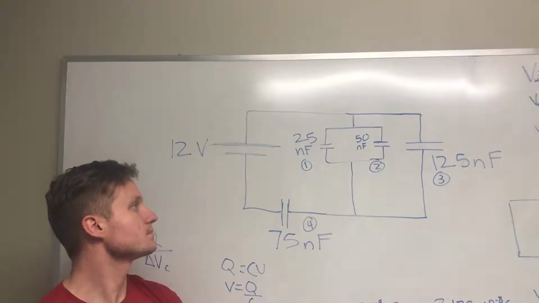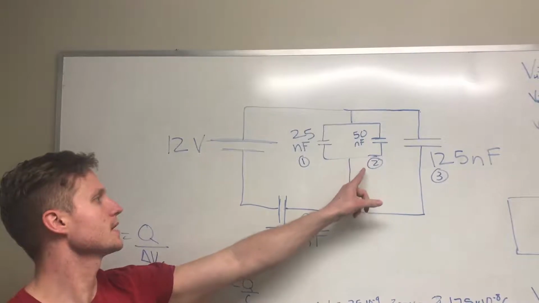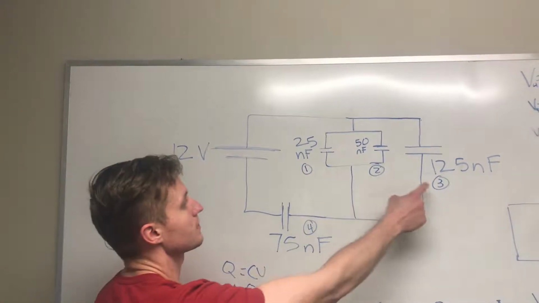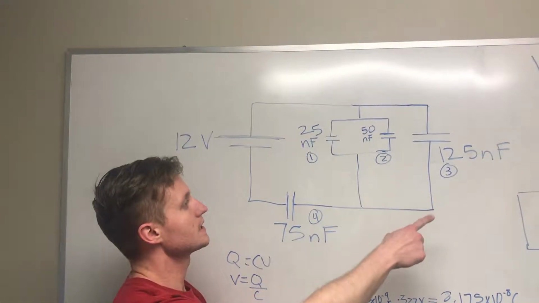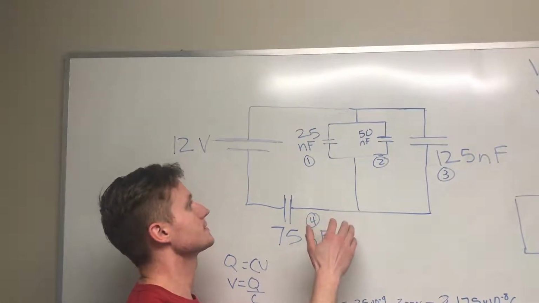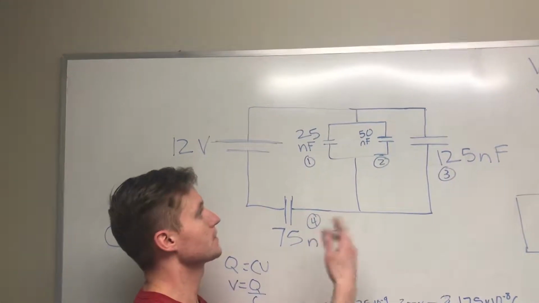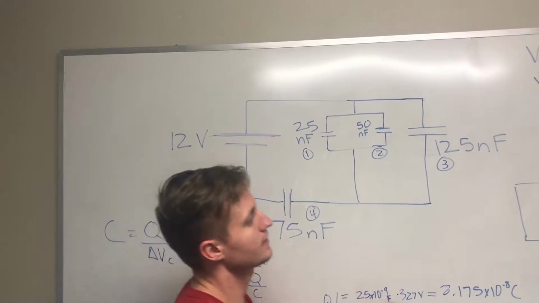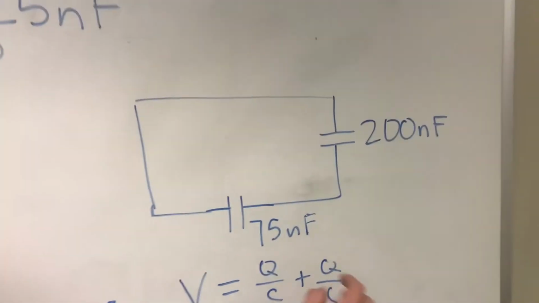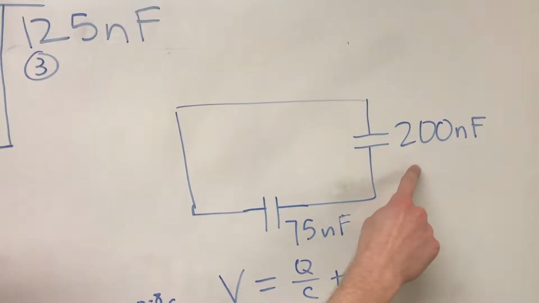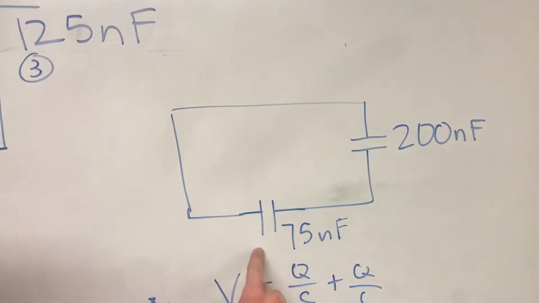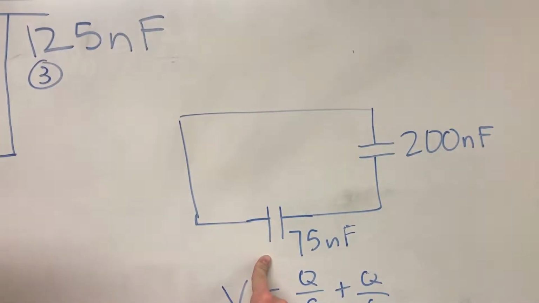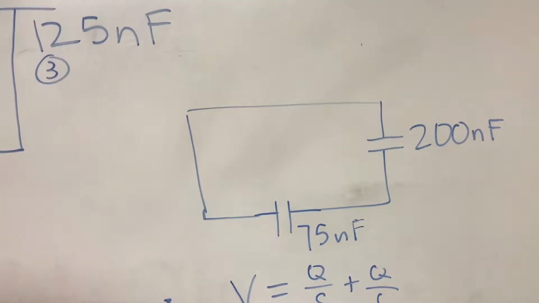Because these 3 capacitors up top, which we labeled 1, 2, and 3, and this one, which is 4, are in parallel, we can treat them as a total capacitance, and we can do that right over here. So the capacitance of those 3 comes to 200, and then the capacitance down here is 75 for that 4th capacitor.